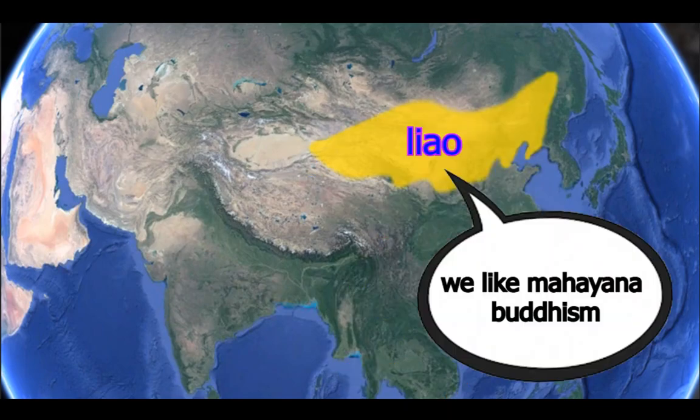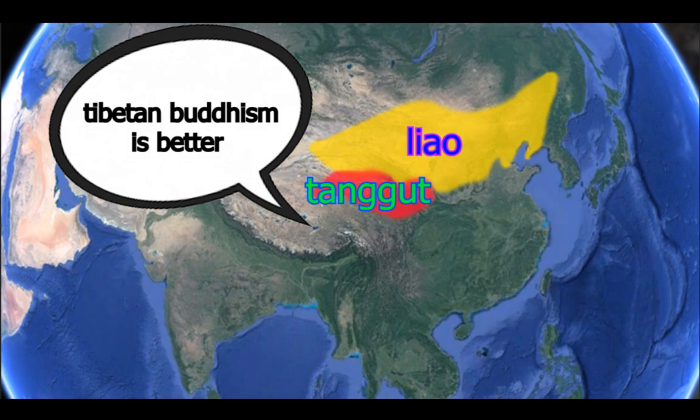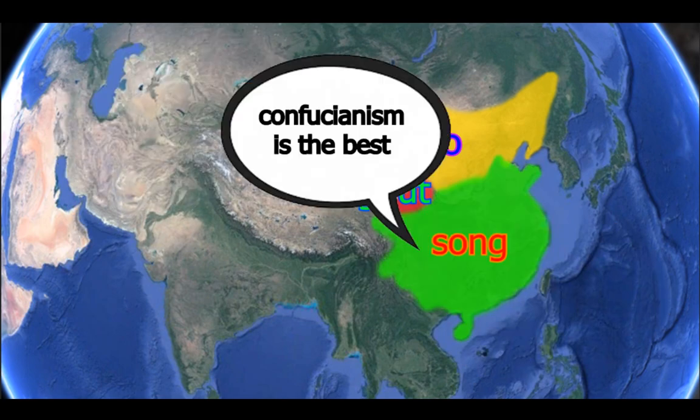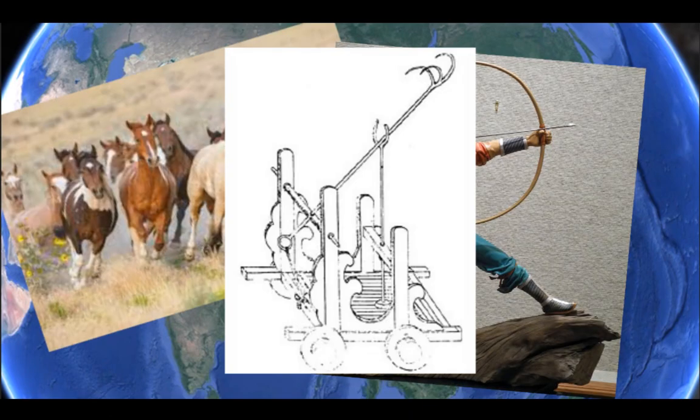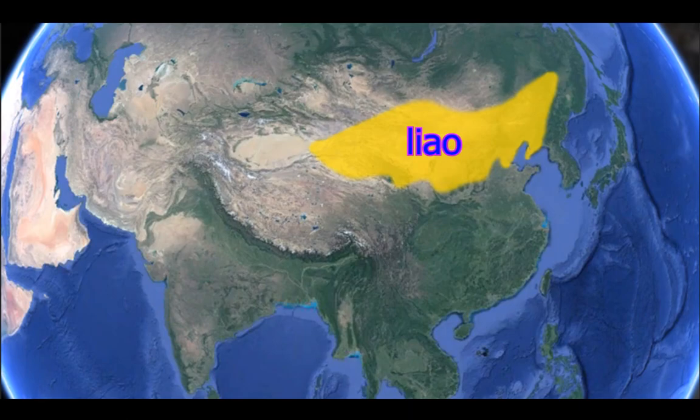We like Mahayana Buddhism, said the Liao of the Khitan people in the east. No, Tibetan Buddhism is better, said the Tanguts from the north. Guys, we all know that Confucianism is the best, said the Song, but who has the best military? We do, say the Liao, who have the biggest army out of all of them, and horses and archers and siege weapons, and now we're gonna make the Song pay cash in silk.